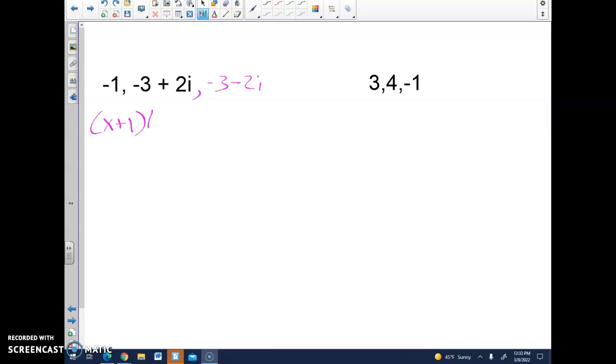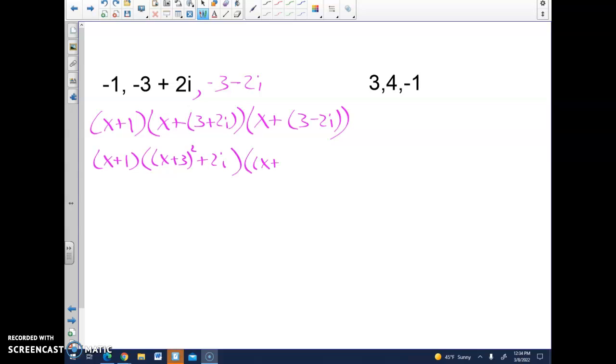X plus 1, and then I change the sign in front of this negative 3. It becomes x plus 3 plus 2i, x plus 3 minus 2i. I'm going to leave the sign in front of the 2i's the same. Plus here, minus here. We're moving the parentheses now. X plus 3 squared plus 2i. X plus 3, not x plus 3 squared. X plus 3 plus 2i times x plus 3 minus 2i.